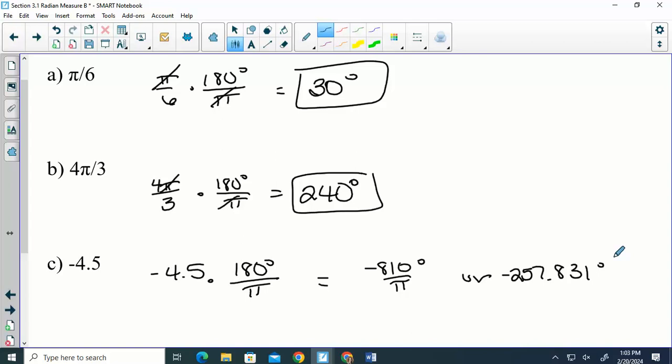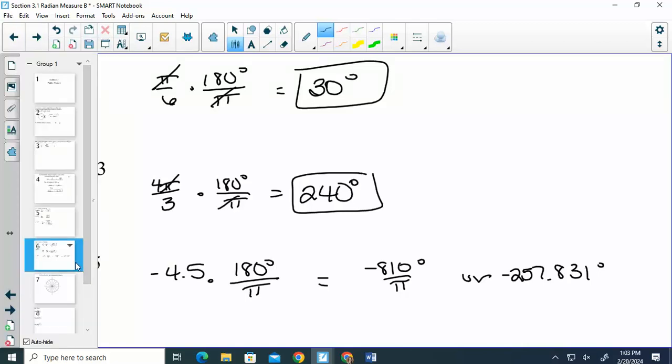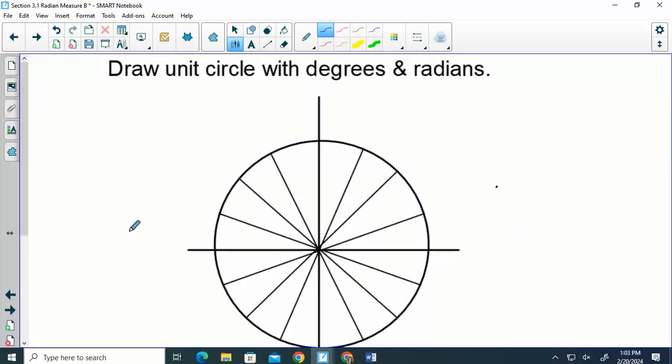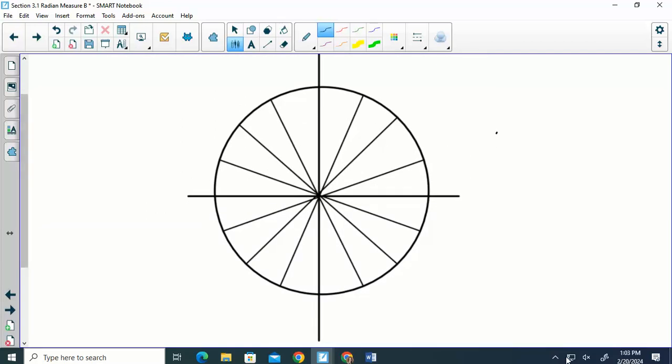From now on, anytime I give you something without a degree symbol, it's radians. Okay. We are going to start our unit circles today, and I do have a circle. We are going to start with degrees today. So what are the common degrees on our hand? 0, 30, 45, 60, and 90.